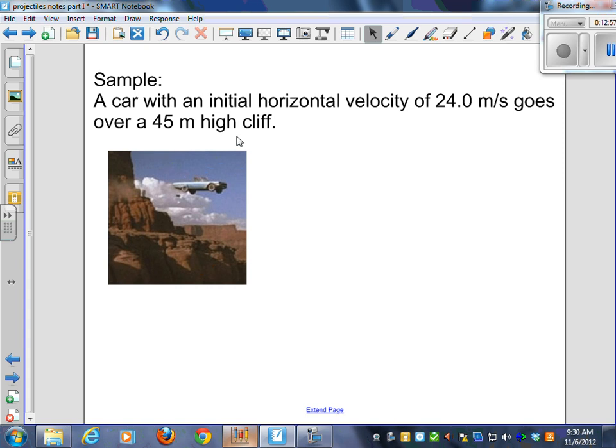So just summarize that quick. We've got a horizontal velocity of 24 meters per second. It's going over a 45-meter high cliff. I mean, if all you want to do is just do this, right? So the VH is 24. So I'm driving my car at 24 meters per second, and I just go off the cliff.